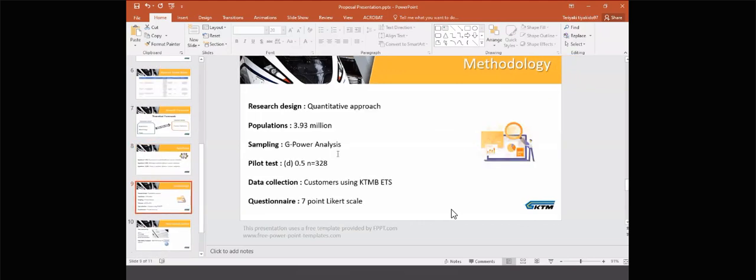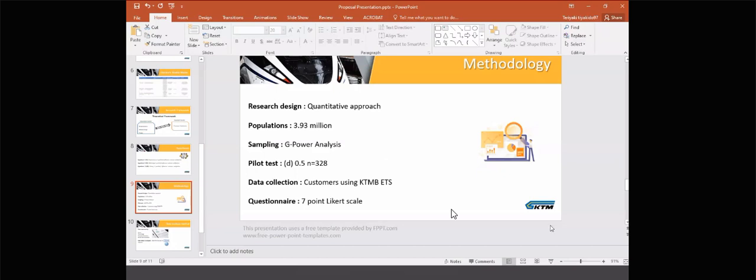Next, my methodology. The research design is a quantitative approach. For my research, there will be a population of 3.93 million. This data I collected from the Ministry of Transportation. Doctor: 3.93 million of what? Of Malaysians, or of KTM users? Malaysians, Doctor. So you expect Malaysians who use KTMB, KTM services.